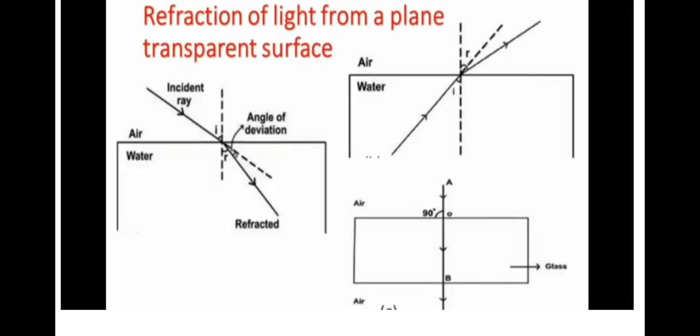A ray of light incident normally on the denser medium goes without any deviation, that is, all lie in the same plane, that is 90 degree.